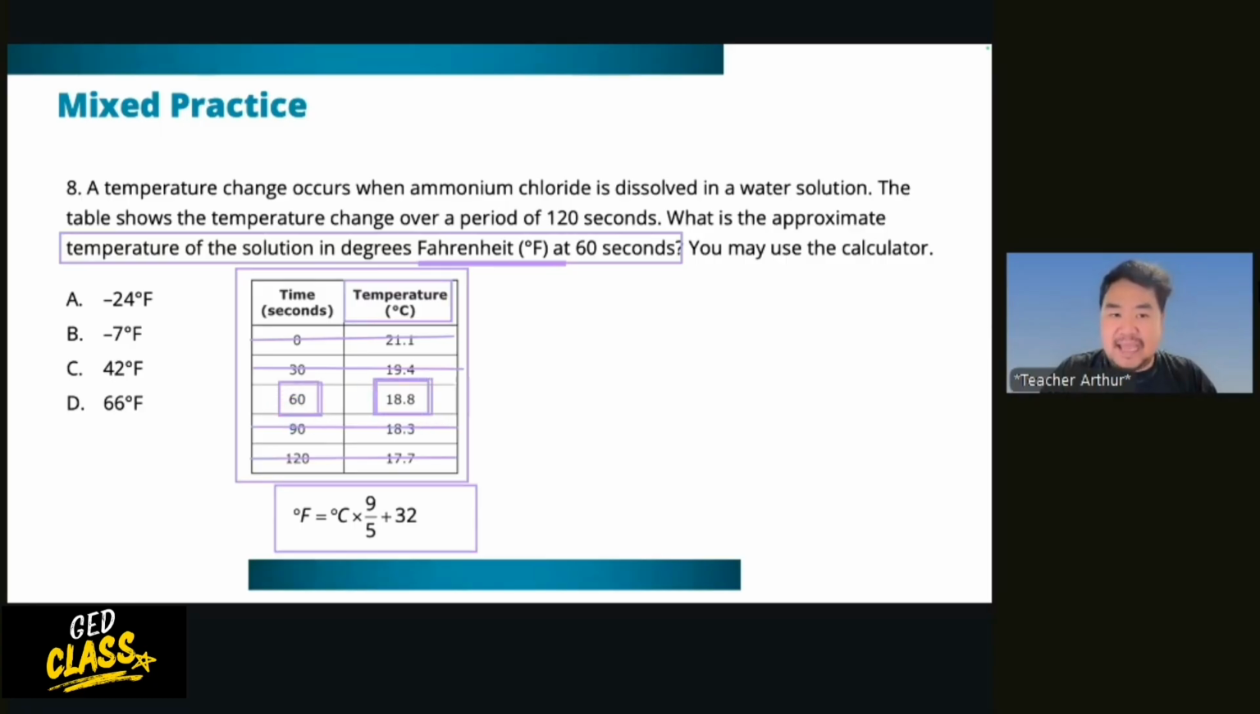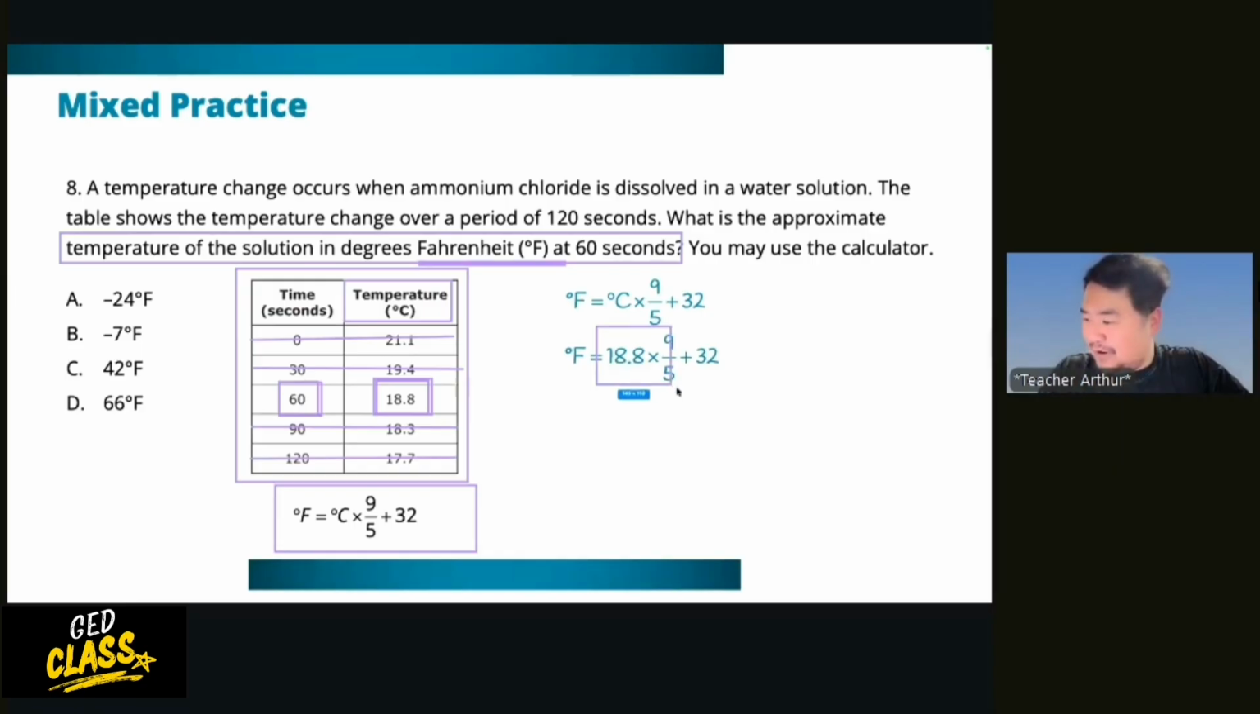Where are we plugging the 18.8 into that formula? Into the F or into the C? We're plugging it into the C. Good. And from here, again, use that calculator. 18.8 times 9 over 5. You're good with your improper fractions and your decimals. 9 over 5 is the same as 1.8, or you could just do 18.8 times 9 divided by 5.